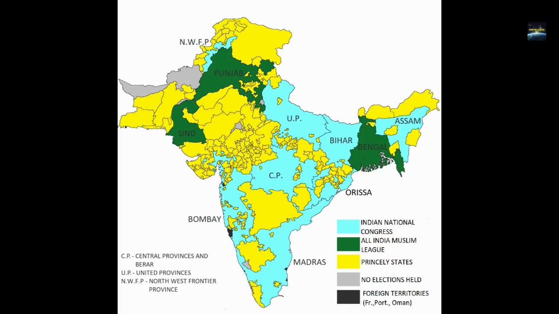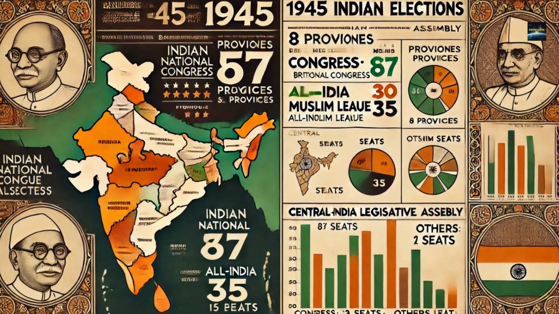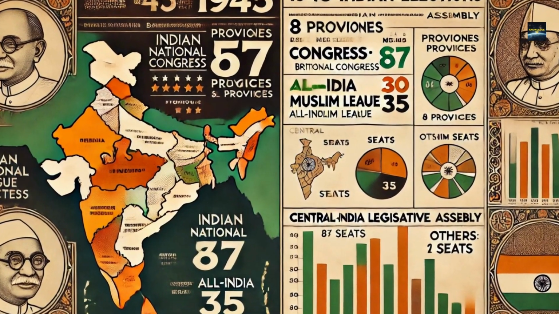In 1944, Gandhi was released from prison. The same year, Gandhi met Jinnah and asked him to agree on independence without partition, however Jinnah refused it. In 1945, elections were held in India. The Congress won 8 out of the 11 provinces, and the Muslim League won 2 provinces.